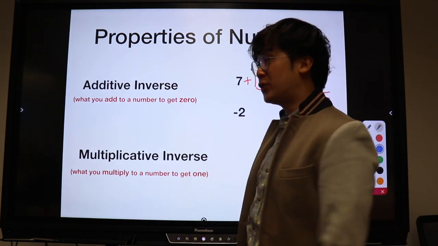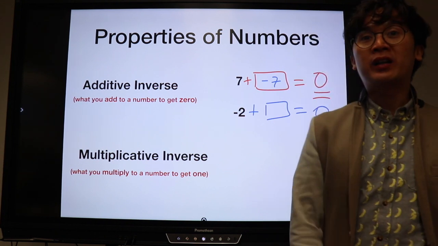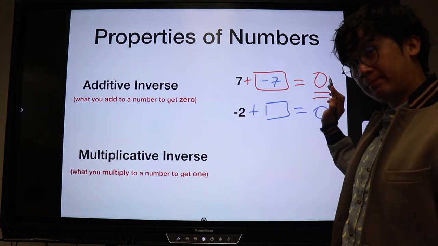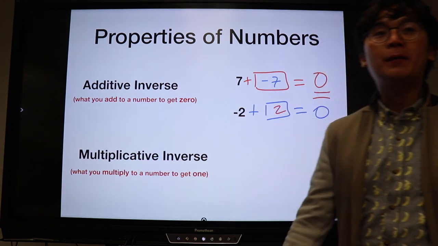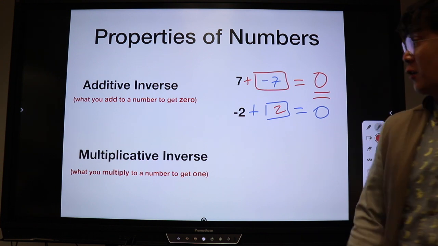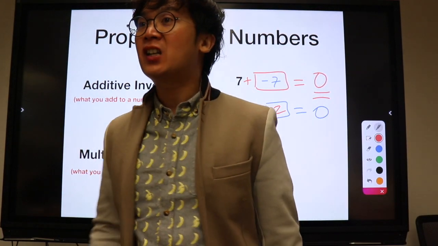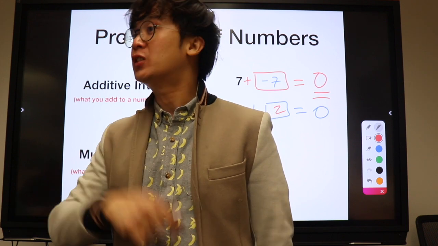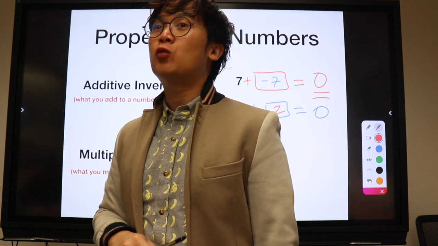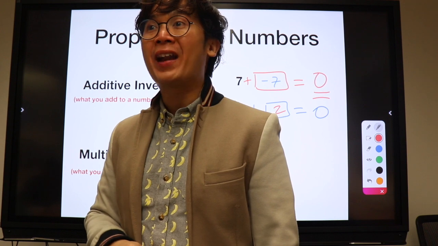So if I have negative 2, what number can I add to negative 2 for it to be equal to 0? Simply positive 2, or just 2, because negative 2 plus 2 is equal to 0. And that is the additive inverse. So if I ask you, what is the additive inverse of 5? Negative 5. What's the additive inverse of negative 203? 203. What's the additive inverse of 1/2?